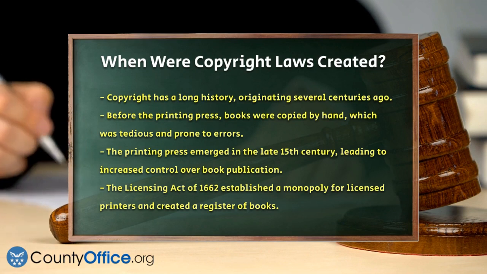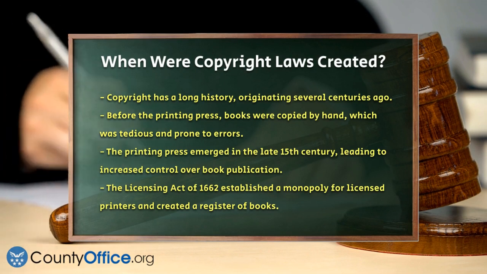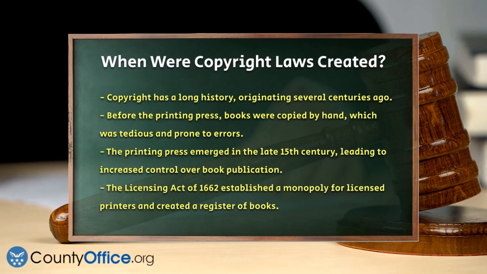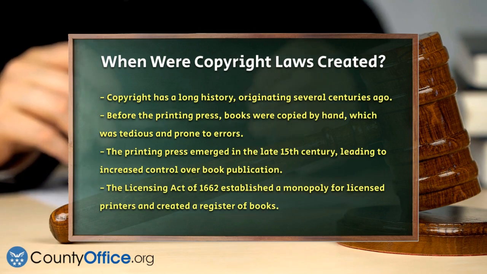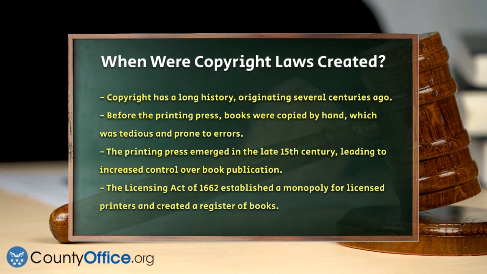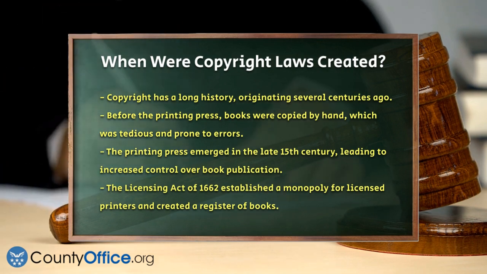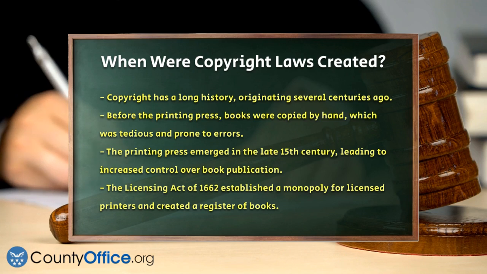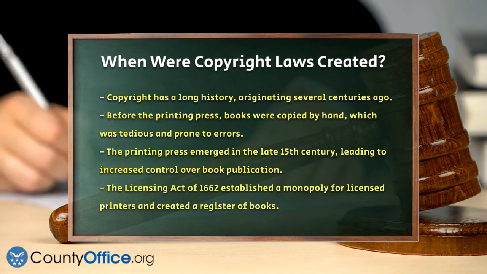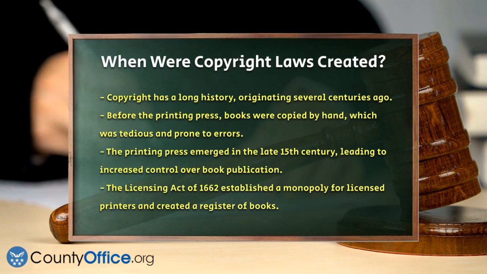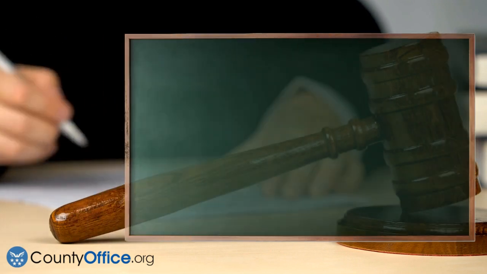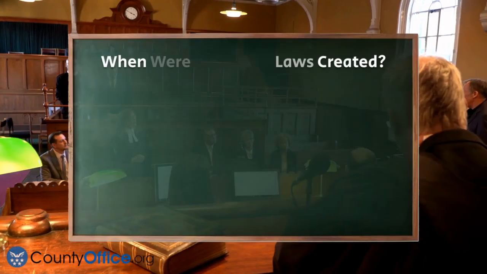Before the invention of the printing press, books were copied manually by scribes, a laborious and error-prone process. With the advent of the printing press in the late 15th century, authorities began to control the publication of books by granting printers near monopolies on publishing. One of the key milestones was the Licensing Act of 1662, which confirmed this monopoly and established a register of licensed books administered by the Stationers' Company.